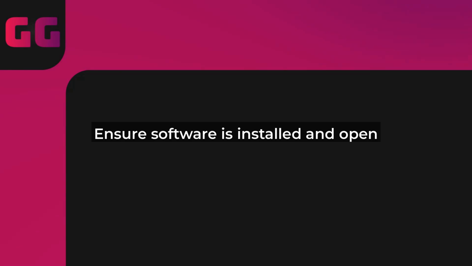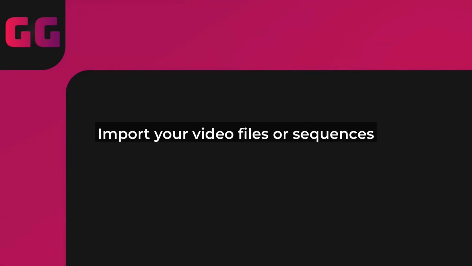First things first, make sure you have Adobe Media Encoder installed on your computer. If you don't, head over to the Adobe website and download it. It's part of the Creative Cloud suite. Once you're set up, open the application. You'll see a clean interface with options for importing files and queues.